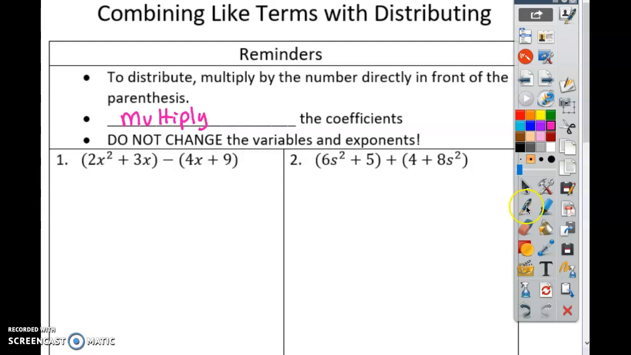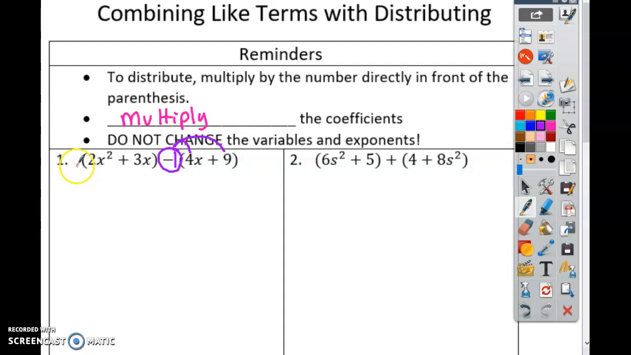So for problem number 1, you're probably like, well, what do I multiply here, right? There's no number. But there is a number. What number is that? -1. It's a -1. So put a 1 right there. We're going to distribute a -1. It's invisible, so it's a little tricky. Make sure that you pay attention to it. We're going to distribute here and here.